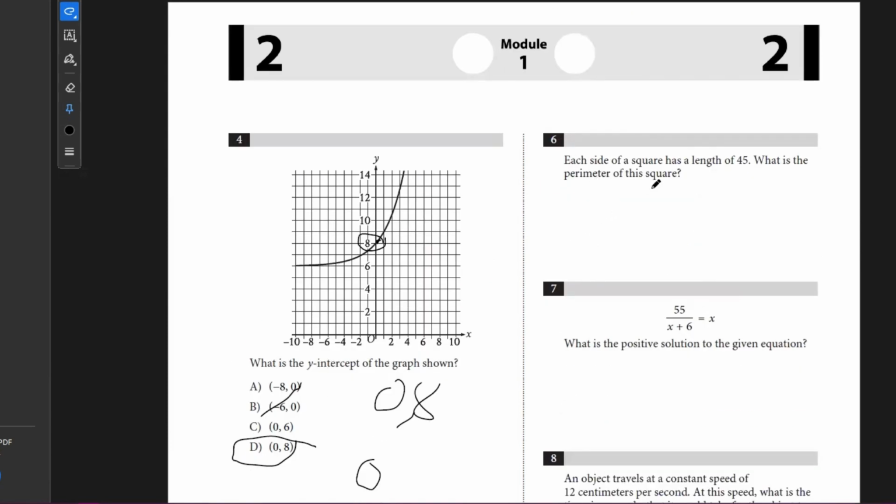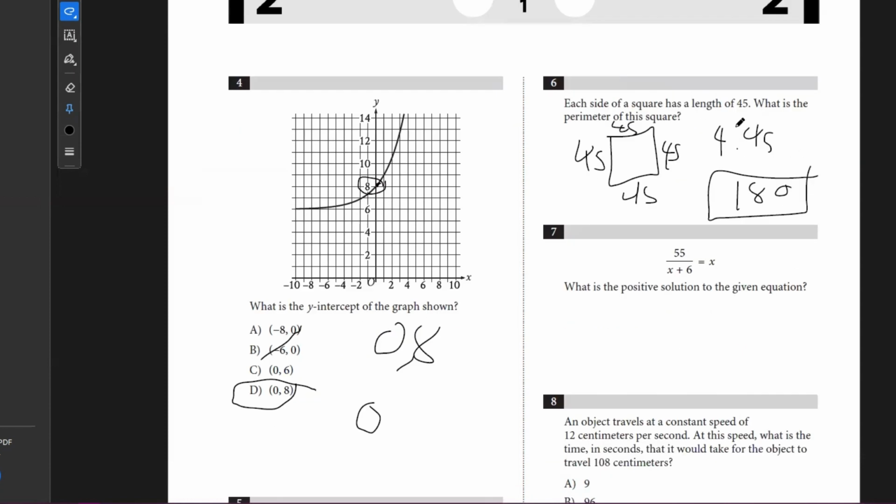Each side of a square has a length of 45. Very nice. Let's just draw a square and say every side is equal to 45. What is the perimeter of this square? Perimeter is adding up every side of an object. In this case, it's a square, so we can multiply this by 4, and what we're going to end up with is 180 as our perimeter.